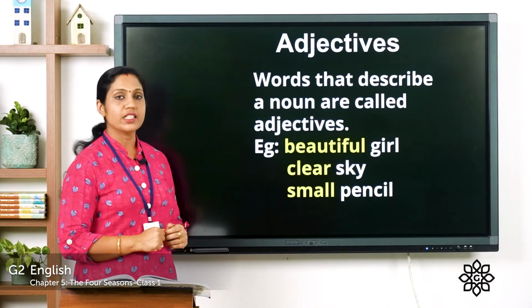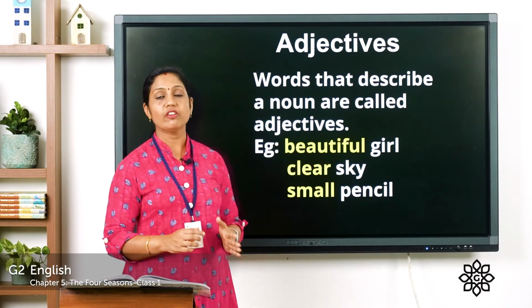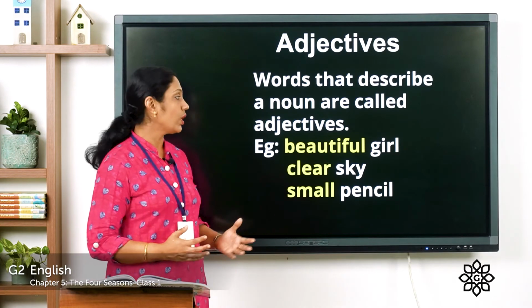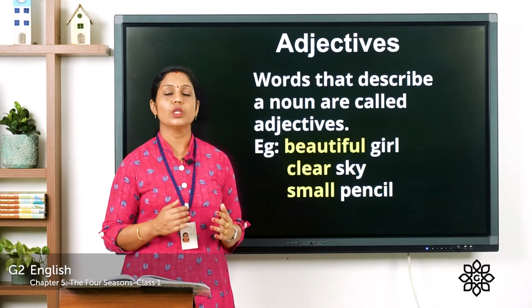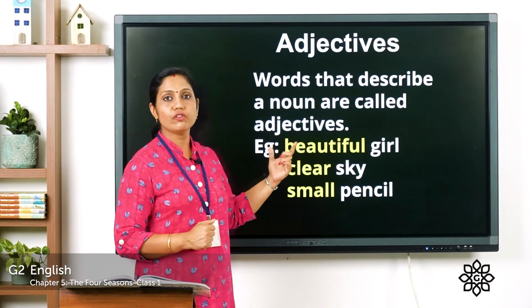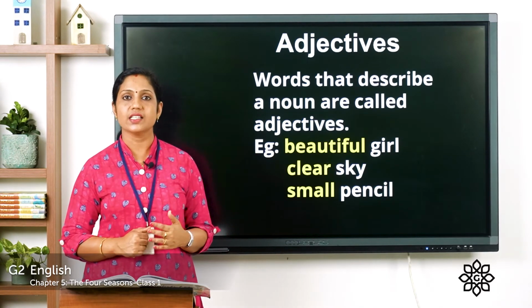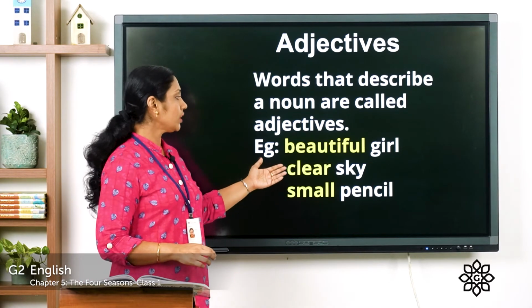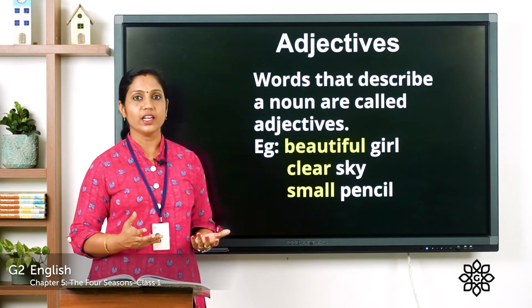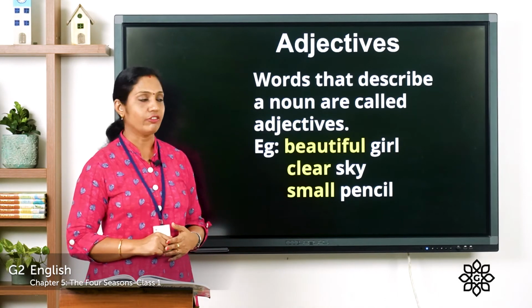Here you can see it's written beautiful girl, and we know girl is a noun. So how is it told? It is told that it's a beautiful girl. So the girl is described as beautiful. So we can say that this beautiful is a describing word and that is an adjective. Clear sky. Here the sky is described as clear. So the word clear is the adjective.